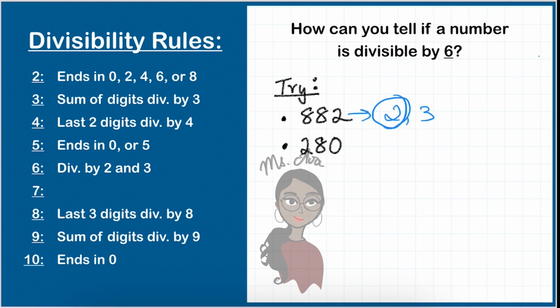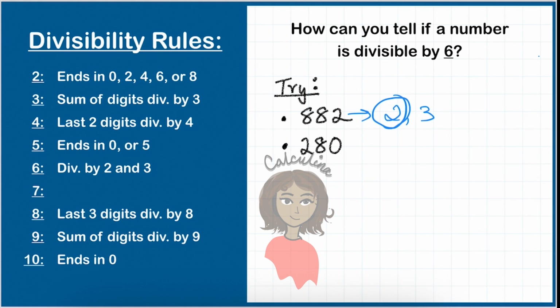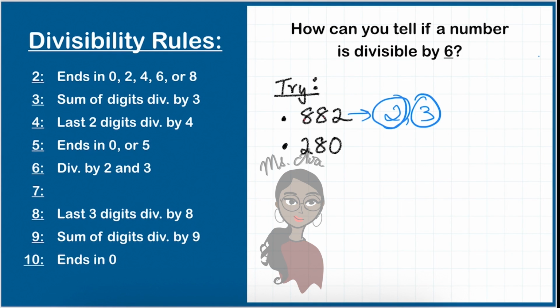And is it divisible by 3? So I do 8 plus 8 plus 2. And so that will give me 16 plus 2, which is 18. And 18, yes. So it is divisible by 3 as well. Exactly. So 18 is divisible by 3, and so that means the whole number is divisible by 3. And so, yes, that means that this guy is going to be divisible by 6.